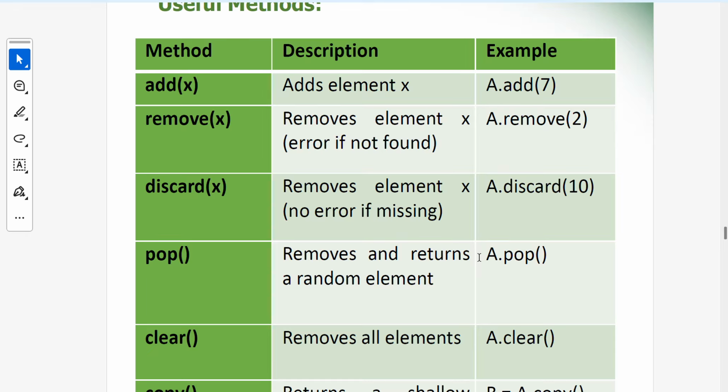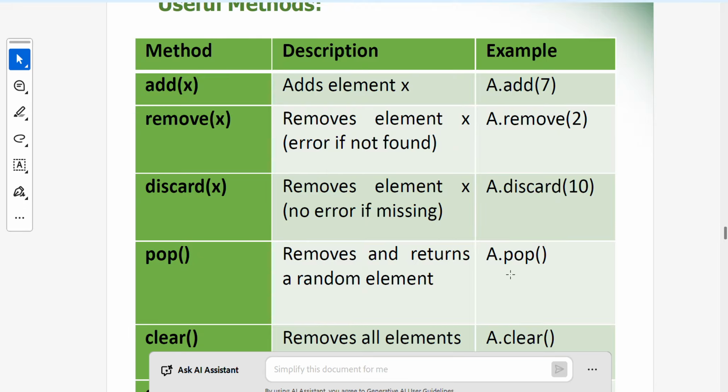Some useful methods we are going to apply using Python: add of element, remove of element, discard of element, pop, clear, copy. We all know the meaning of these methods, right? Add means we are going to add some value, add element X. Remove element X, otherwise it returns an error if that element is not found. Discard removes a particular element. Pop removes and returns a random element. So any random element will be removed.